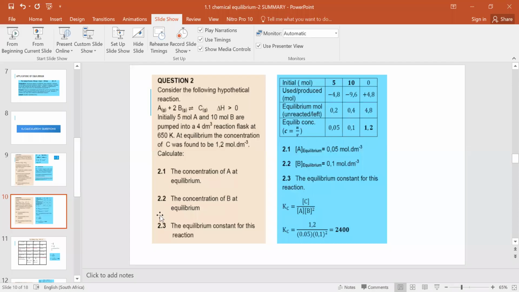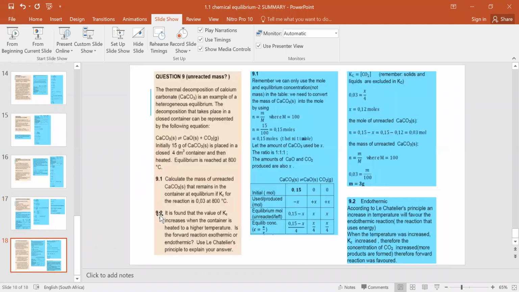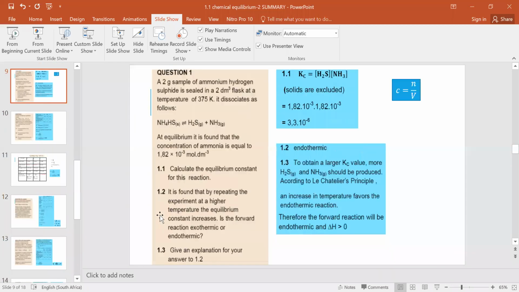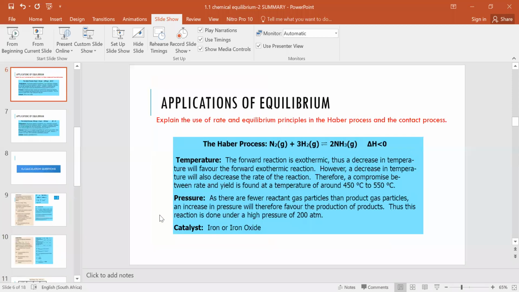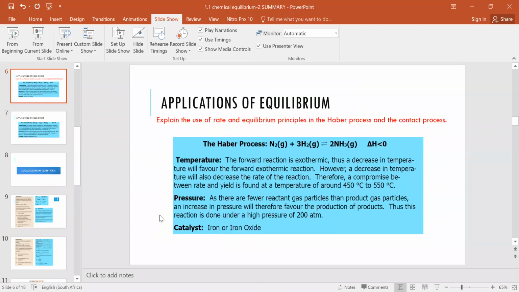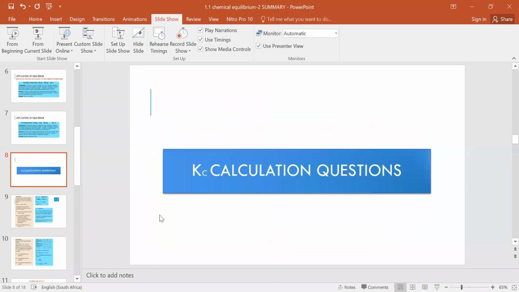So we are going to talk about question 1 now, okay? As you see in the slides, we have 9 questions. These are different types of questions that might come in the Kc calculations, okay? For the last 10 minutes, I just want to show you question 1. And if we have time, I can show you these 2 applications, okay? Just talk about these 2 processes and how the temperature and the pressure affect their equilibrium, okay?